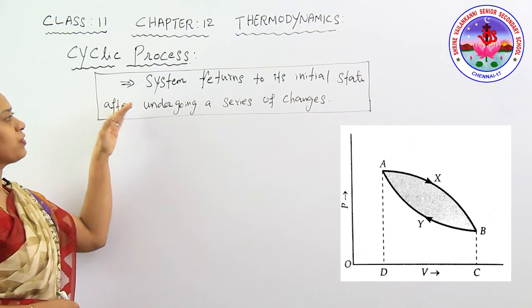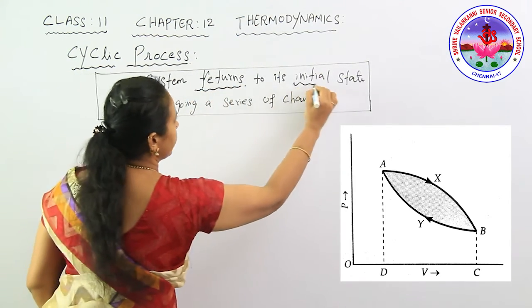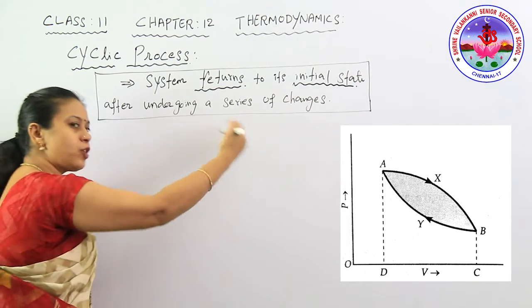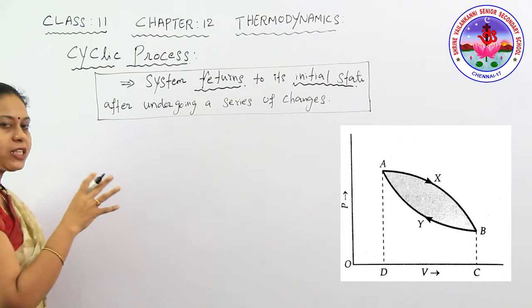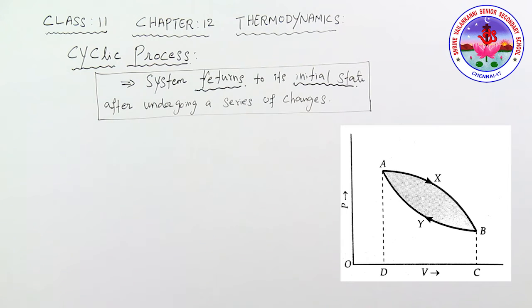Right? So the next one is the cyclic process. See, the cyclic process means the system returns to its initial state. Right? So after it undergoes a series of changes, the system returns to its initial state. Now we'll see about the work done during the cyclic process.